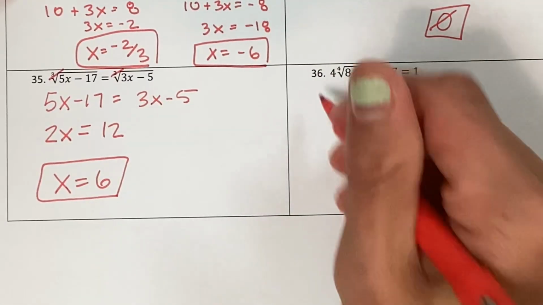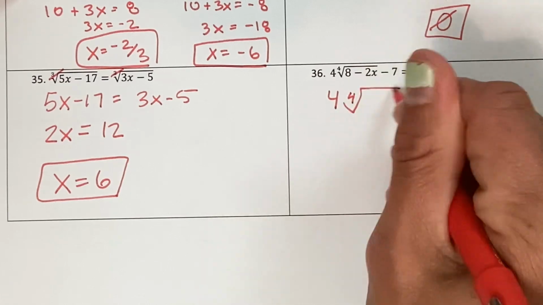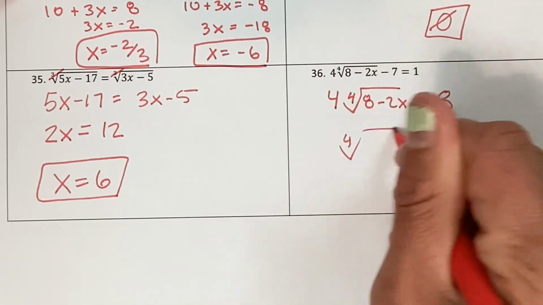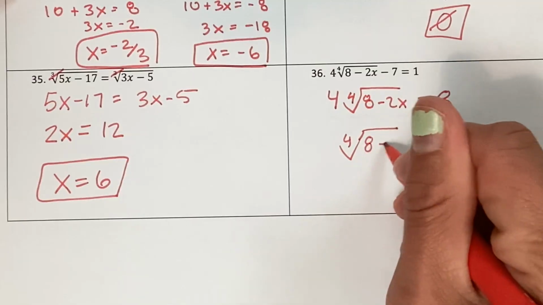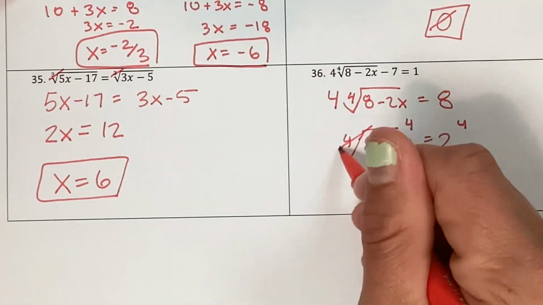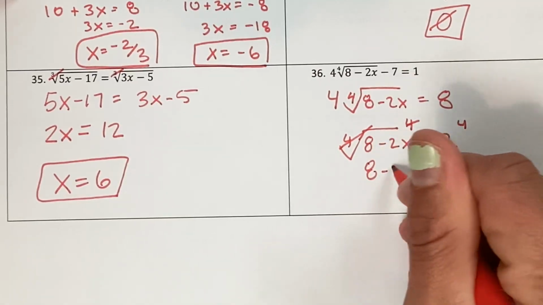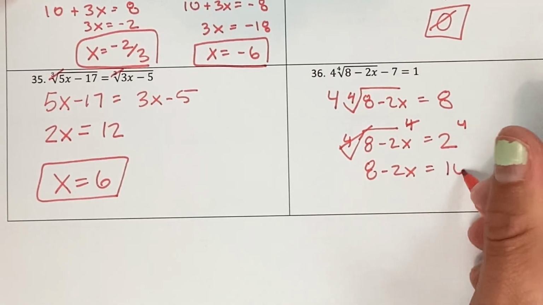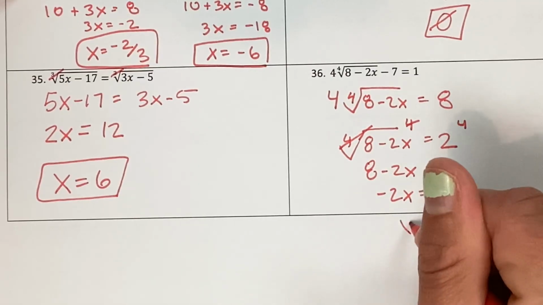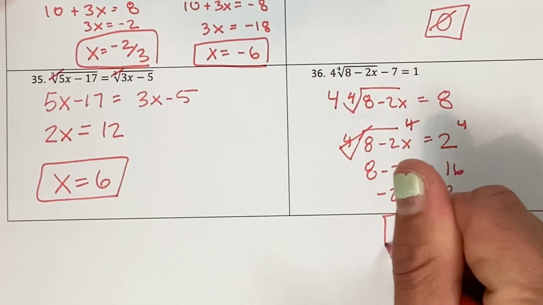Over here, I need to get the radical by itself, kind of like the same thing as an absolute value. So I'm going to add 7. I'm going to divide by 4. And then I'm going to raise it to the 4th power to get rid of the 4th root. So 2 to the 4th power is going to be 16. Minus 8. And then divide by 2, which is going to be negative 4.